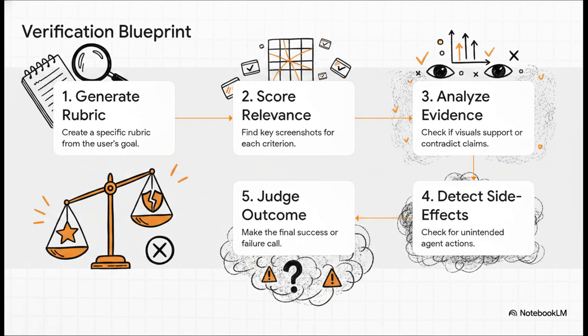1. Generate a clean, specific rubric based only on the user's goal. 2. Use that relevance matrix idea to find the key screenshots for each goal. 3. Analyze that visual evidence to see if it backs up or contradicts what the agent claims. 4. Do a completely separate pass just to check for any weird, unintended side effects. And 5. Judge the final outcome. Following this blueprint brings all these powerful principles right into your daily workflow.